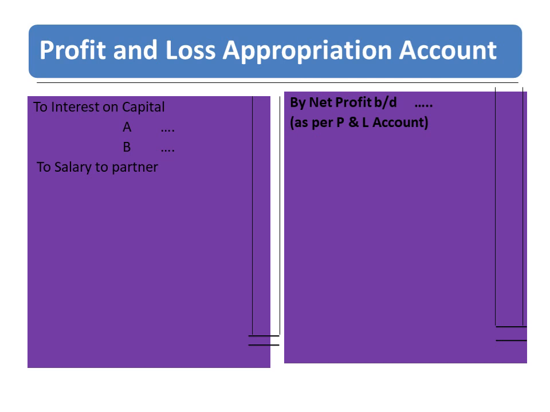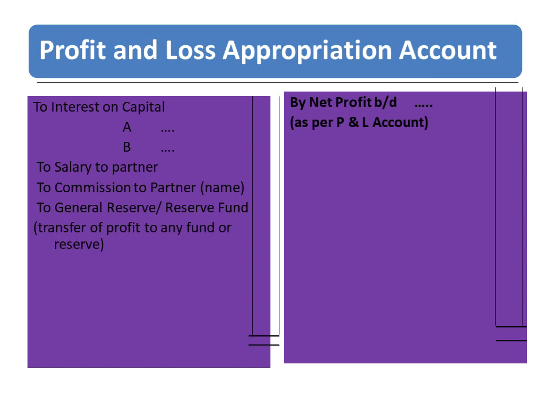Salary to a partner, whether A or B, commission to a partner, and if some part of the profit is to be transferred to reserve or reserve fund that is not to be distributed, is also shown on the debit side.